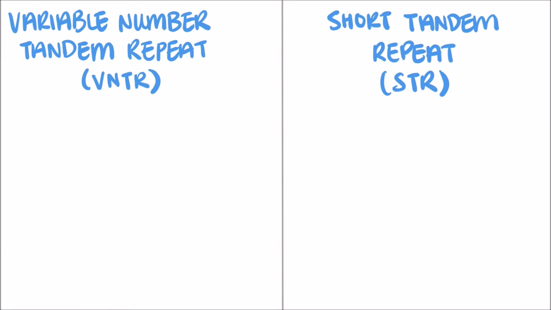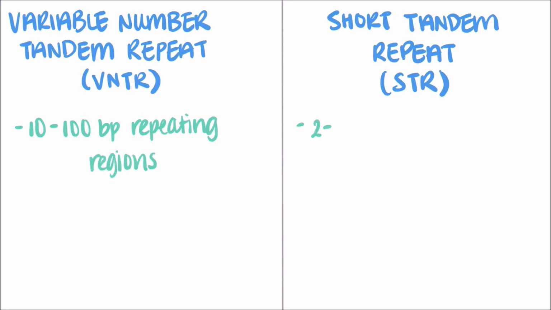Another confusing pair is variable number tandem repeats, VNTRs, and short tandem repeats, STRs, also called microsatellites. These are both referring to repeating regions of DNA that lie side by side or in tandem. However, VNTRs are repeating regions ranging from 10 to 100 base pairs, while STRs range from 2 to 7 base pairs.